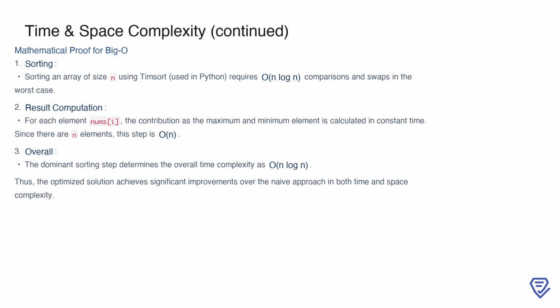The computation of the result involves iterating through the array and, for each element, calculating its contribution as both a maximum and a minimum in constant time. Since there are n elements, this step has a time complexity of O(n). Combining these, the overall time complexity is determined by the sorting step, which is O(n log n).